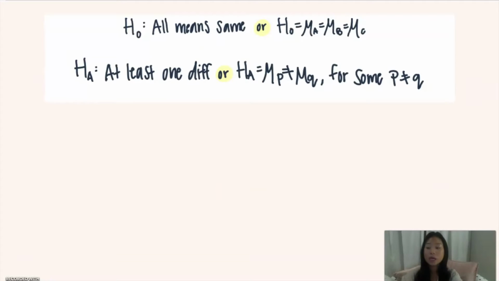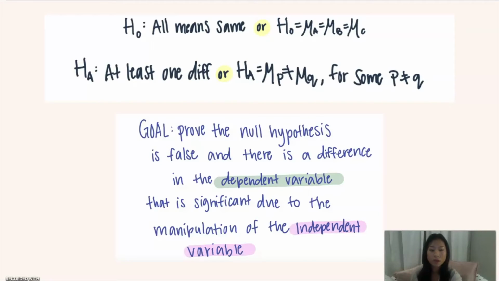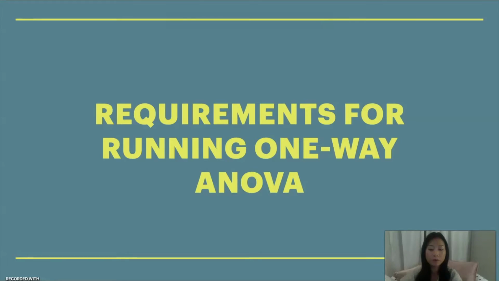So we are still testing against the null hypothesis, which says that all means are the same, or that the mean of group A, B, and C are all the same. The alternative hypothesis, which is what we hope for, is that the mean of one group P does not equal the mean of another group Q. For some groups, P does not equal Q. So we want to prove the null hypothesis false, and we want to be able to say that there is a difference in the dependent variable that is significant due to the manipulation of the independent variable.